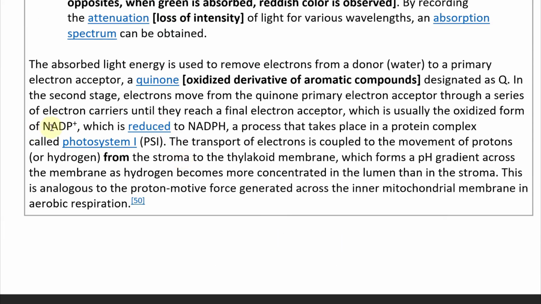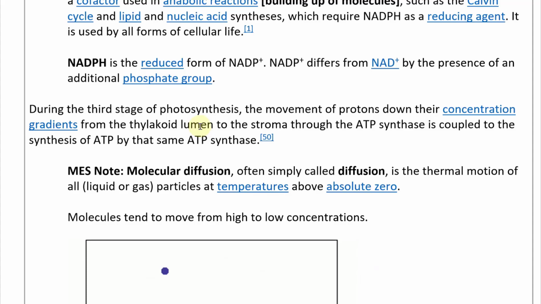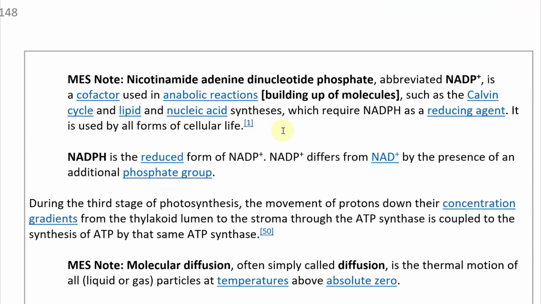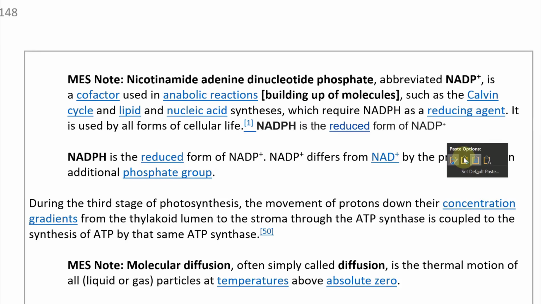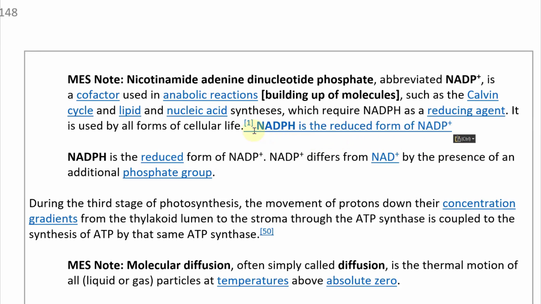reduced form of NADP+. So this is oxidized, having lost electrons, and then it gains electrons to be reduced to NADPH, and this NADPH acts as a reducing agent. I'll just put this here, further info from Wikipedia. Actually, I already have this here. I just had a little brain fog. I'm just going to delete this. Okay, so we already have that there.